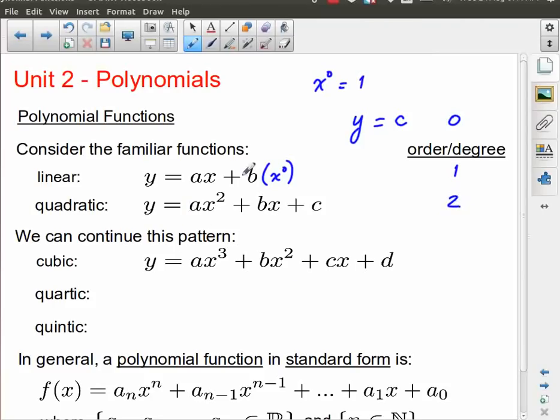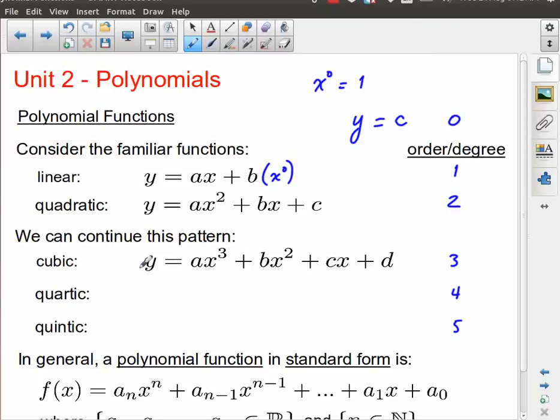If I go further than this, here's our linear, here's our quadratic, which would be graphed as a parabola. Then we introduce the generic form for a cubic, and you can see that that is order 3, and you can probably see where I'm going to go from there. Quartic, the name implies 4. Quintic, the name does imply 5, but it might be a name that you're not so familiar with.